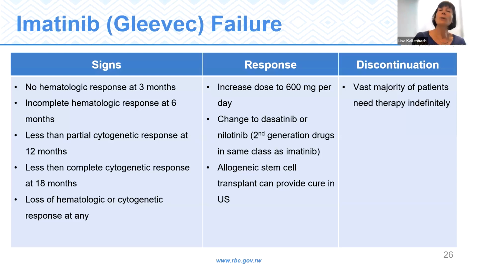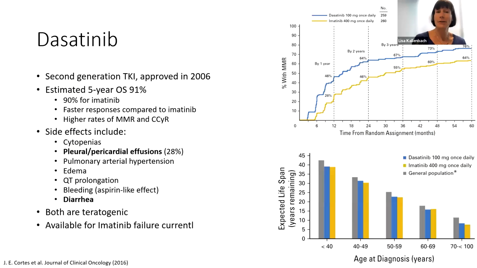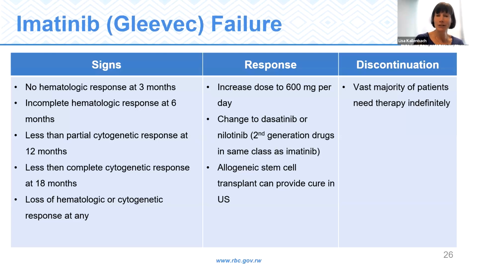So not only can you increase the dose of imatinib, but other options, in case patients can't really tolerate those increased doses, is that you could change to dasatinib or nilotinib. They're both second generation tyrosine kinase inhibitors in the same class as imatinib, but they're newer, and I'll discuss dasatinib in a little more detail in a minute. The other thing in the United States is that allogeneic stem cell transplant could potentially provide a cure if none of these medications are working.